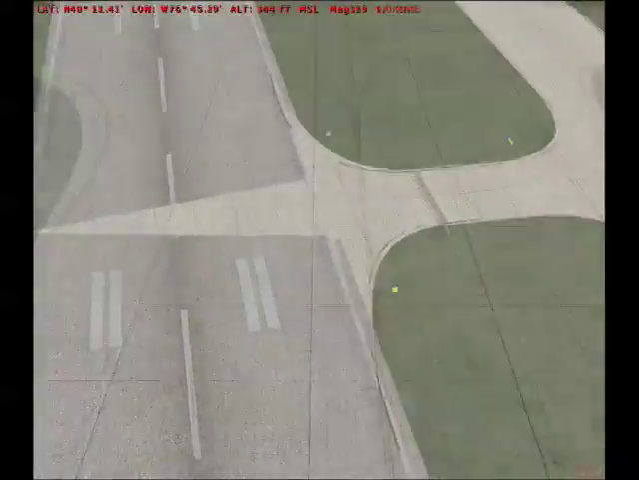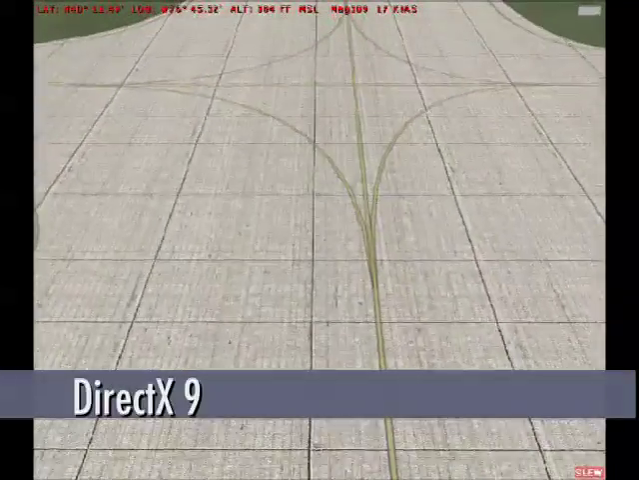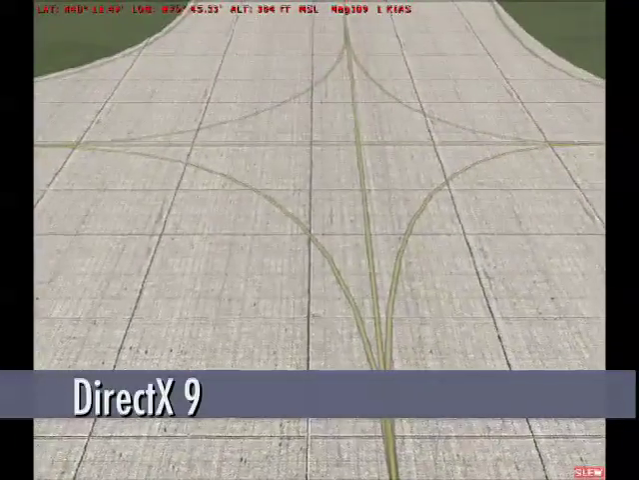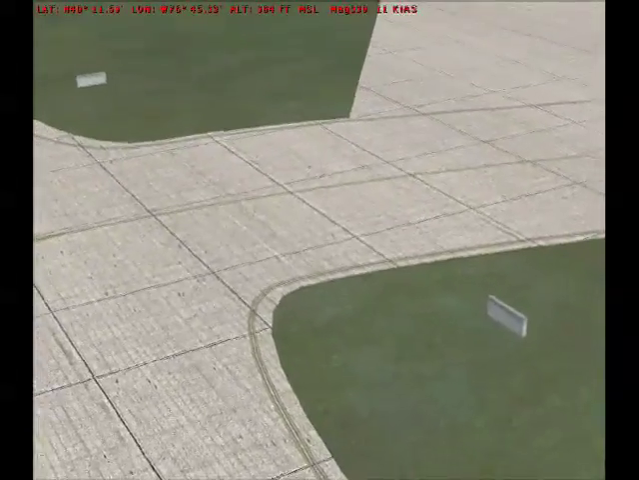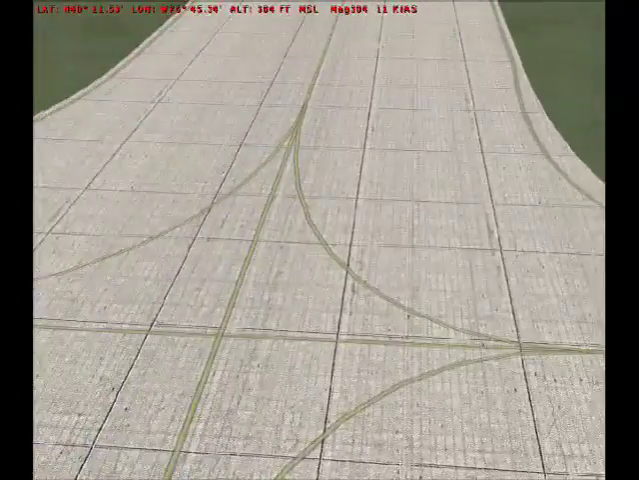Here we go over a taxiway in DirectX 9 now again, and you can see once more the markings on the taxiway are very crisp. There's no flickering either of the texture of the taxiway or the runway, or of the markings on the taxiway or the runway.